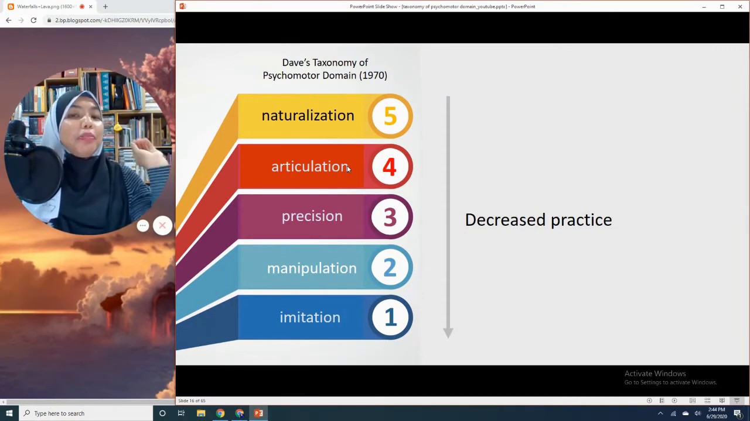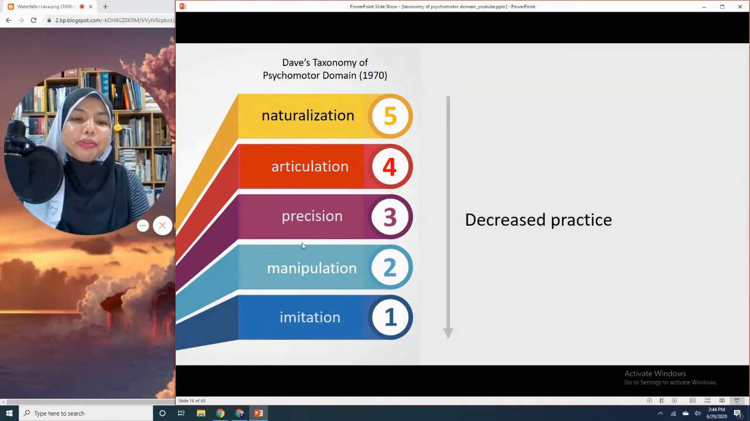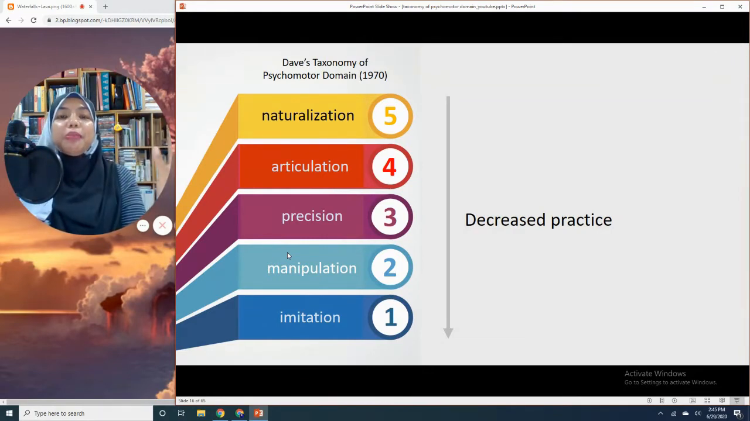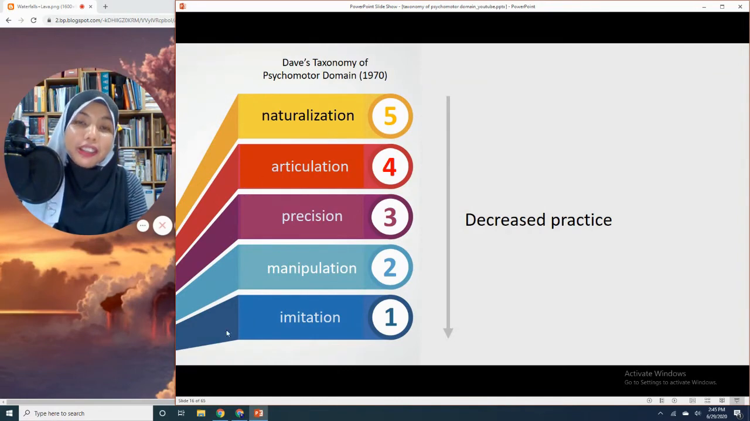And now when you throw me back into a swimming pool, I am probably here, at manipulation. I have forgotten the breathing technique. I have forgotten the rhythm. The rhythm you have to establish, and you do have to practice. So what I'm saying is that with any particular skill, even when you are at a high level, if you don't sustain using the skill, you will decrease on this taxonomy. Your current level of competency will somehow decrease.